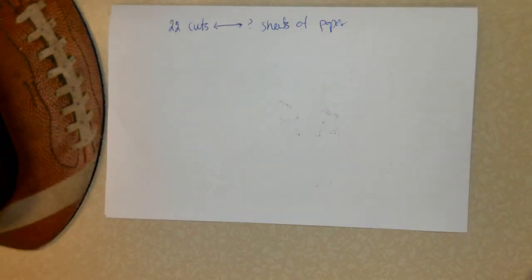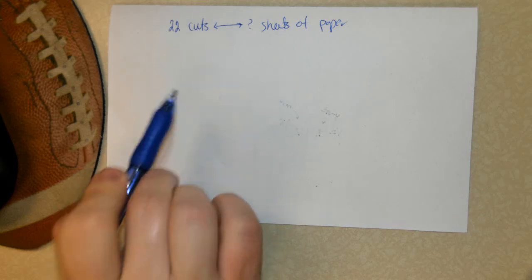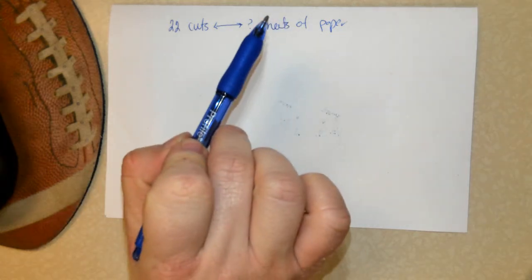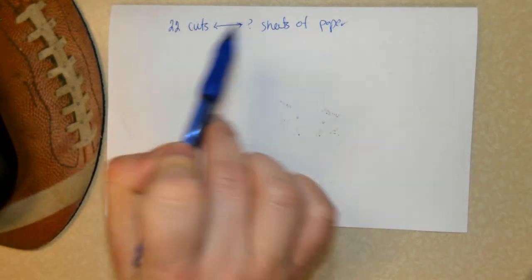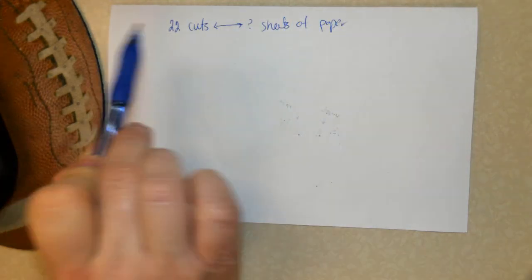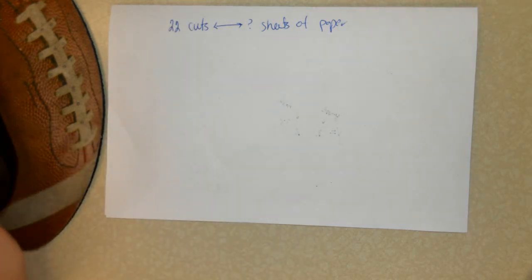Your last one is number 5. Please cross out what you currently have for number 5. Instead, if I tell you that you're going to make 22 cuts, and I want to know how many sheets of paper, you need to explain to me 3 different ways that you could come up with that answer. 3 unique ways you could come up with the number of sheets of paper after completing 22 cuts. When you are done, you bring it up to me.